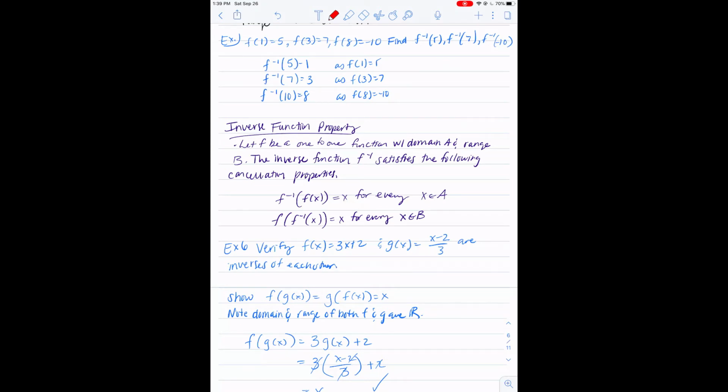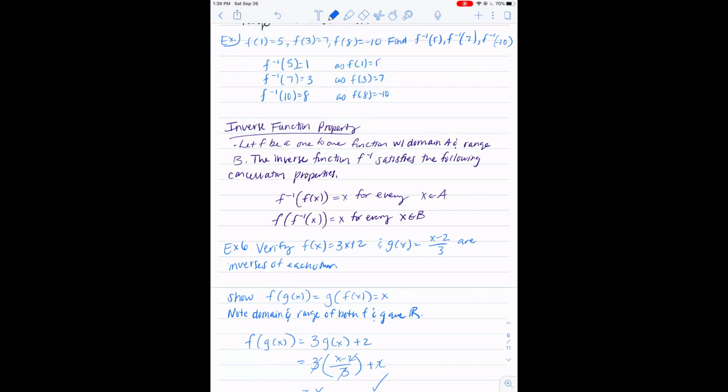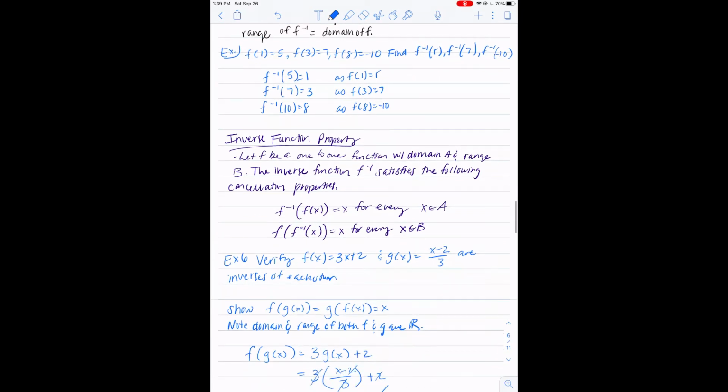So f inverse of 5 should be equal to 1, because we had f of 1 equals 5. Basically we're thinking, what value of x sent my original function to 5? That was 1. F inverse of 7, so what value got sent to 7? That was 3. And then f inverse of 10, we're looking for the domain of f, and that's 8. So 8 got sent to 10.